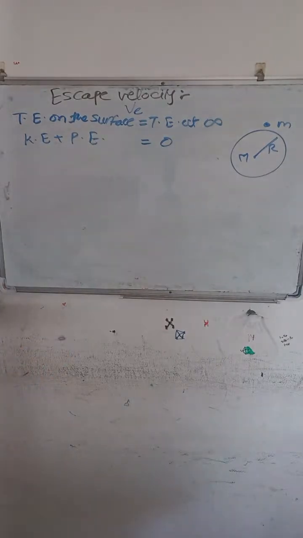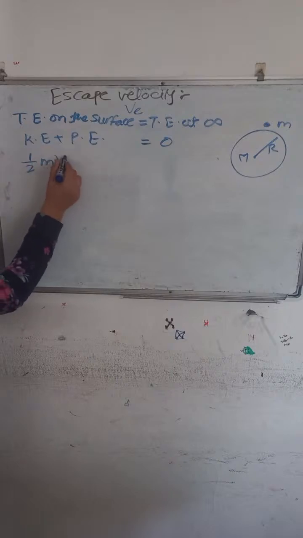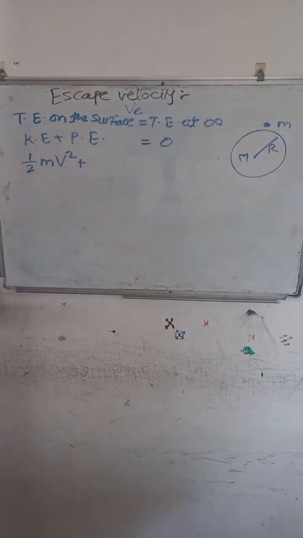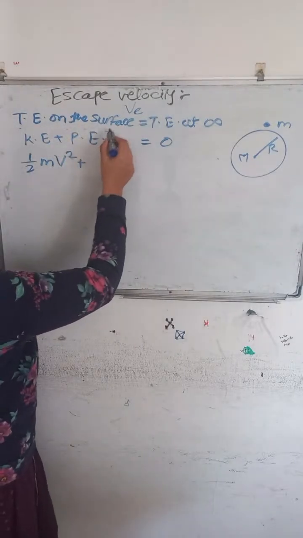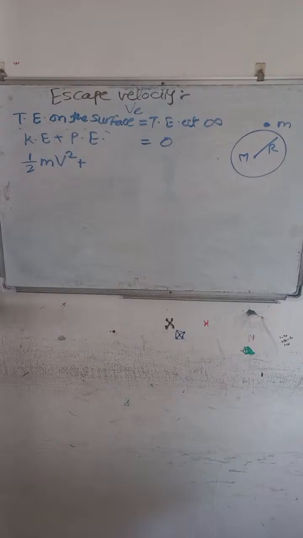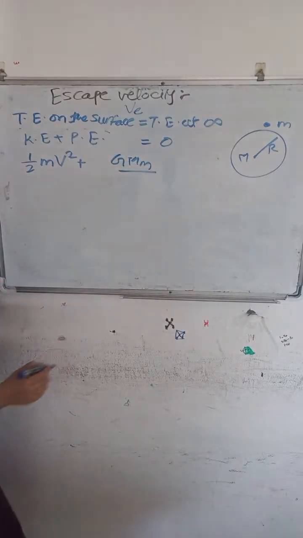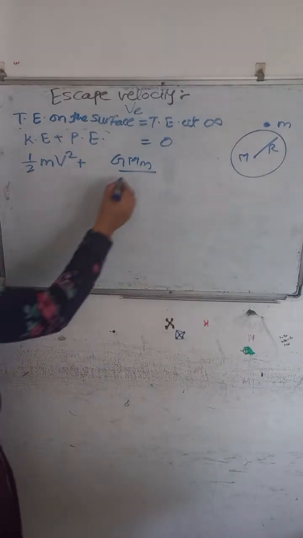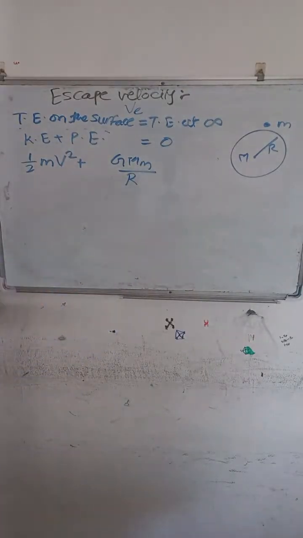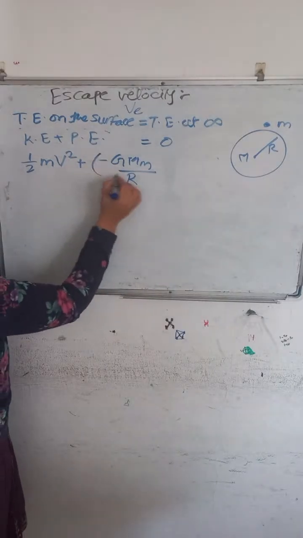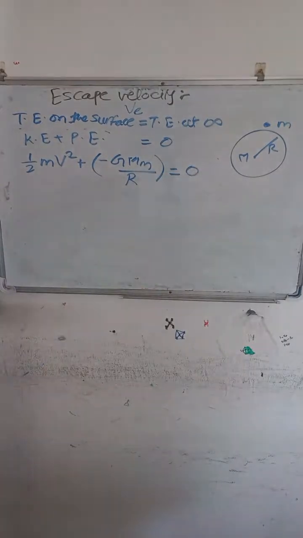Now kinetic energy, we know that is nothing but half mv square, and potential energy when the body is on the surface of the earth. The total energy on the surface of the earth, and in the last session we found the potential energy at the surface is nothing but -GMm upon R, capital R. And this total energy is equal to 0.